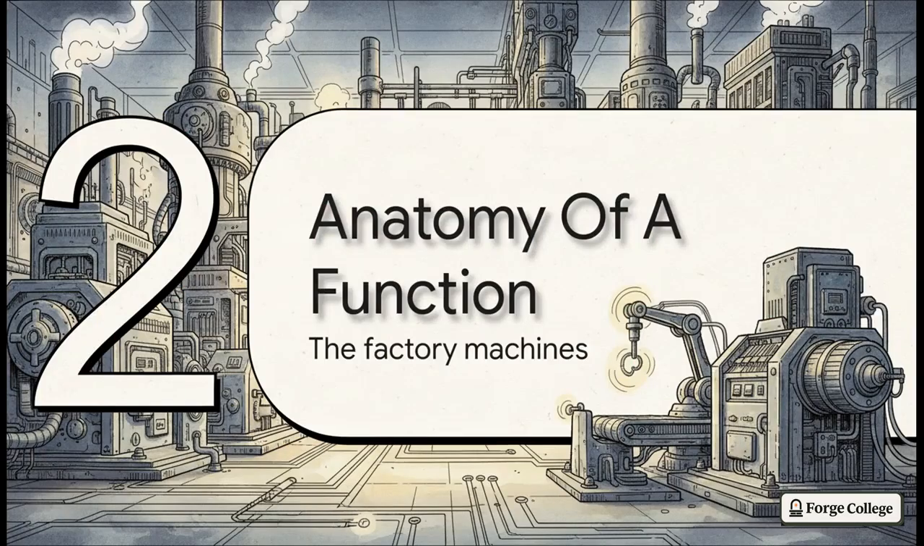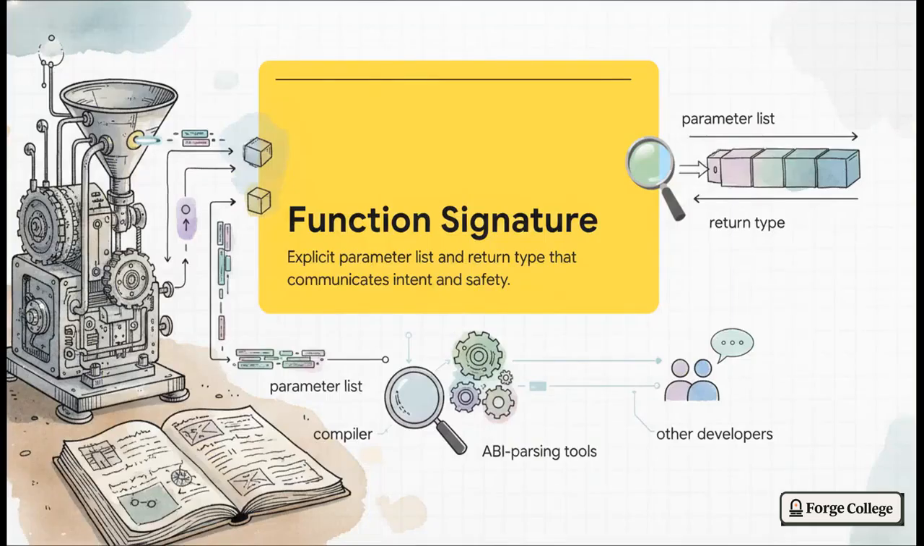Section 2. Anatomy of a function, the factory machines. So for a smart contract as a factory, functions are literally the physical machines bolted to the floor doing all the heavy lifting. And of course, every good machine needs an instruction manual, right? In Solidity, that manual is the function signature. Notice how explicit the signature is. The parameter list details exactly what goes into the machine, and the return type shows exactly what comes out. A crystal-clear signature communicates the exact intent and safety of a function, not just to other developers, but to the compiler and ABI parsing tools too. It is literally your contract's public interface.